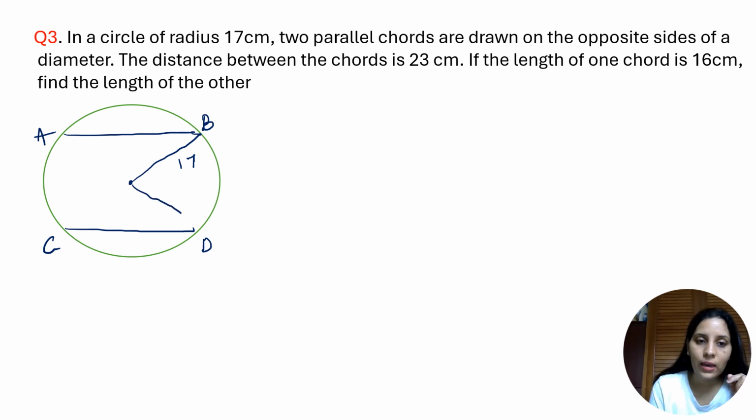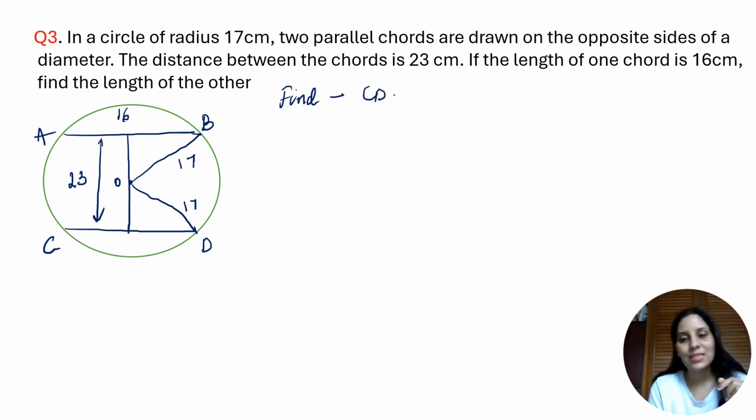So this is again the radius 17. The distance between the chords is 23. This is my center. If the length of one chord is 16, I can take AB as 16. You need to find the other, so basically we need to find CD. Let me name this as M and N.